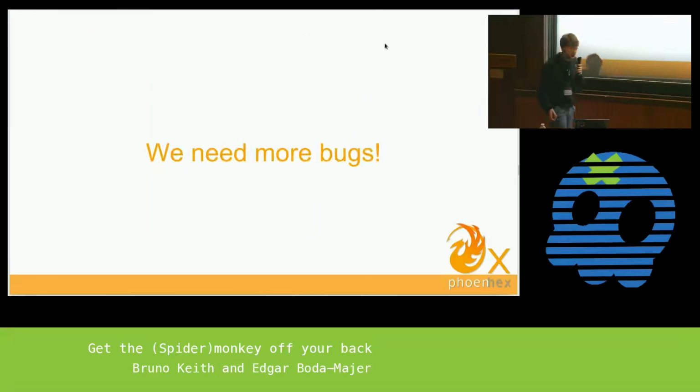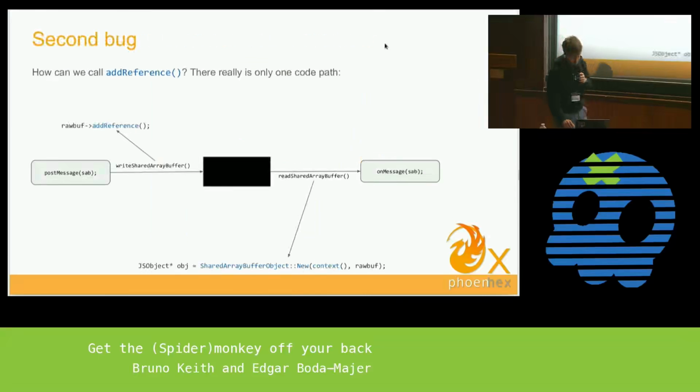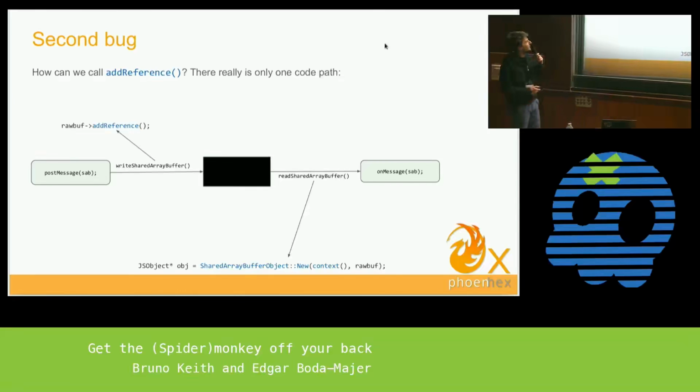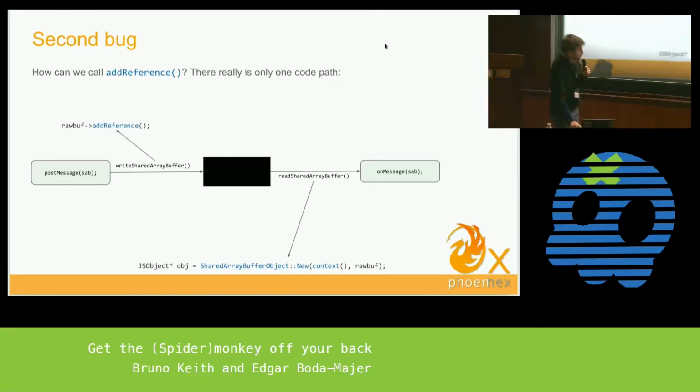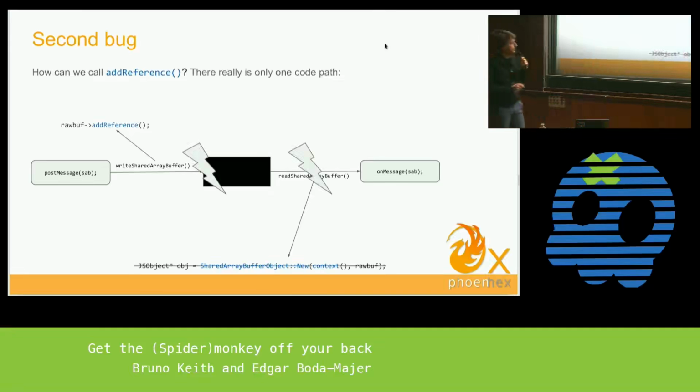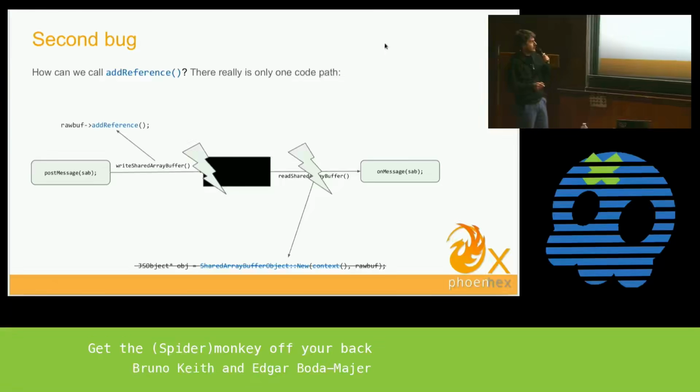So we need more bugs. And luckily for us, there's quite a nice bug. Well, it's not really a bug, but yeah, it kind of is a bug. So think again about the structure. First we call write shared array buffer and then read shared array buffer. But it turns out that if we manage to somehow get an error between the two calls, then this one will have executed while this one will not execute.